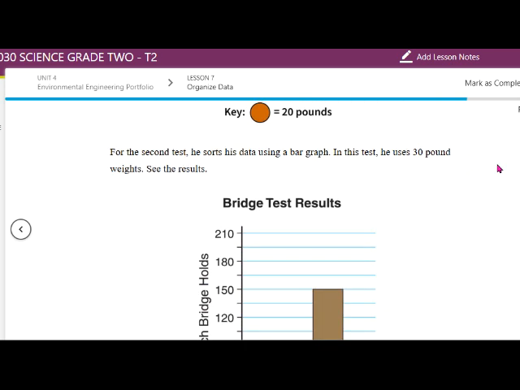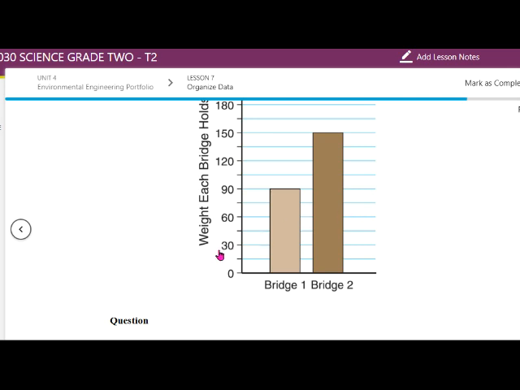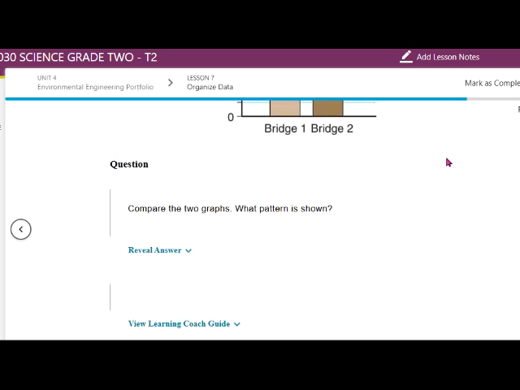For the second test, he sorts his data using a bar graph. In this test, he uses 30-pound weights. So for this one, it's counting by 30s, 30, 60, 90, 120, 150. So bridge 2 was still stronger. Compare the 2 graphs. What pattern is shown?